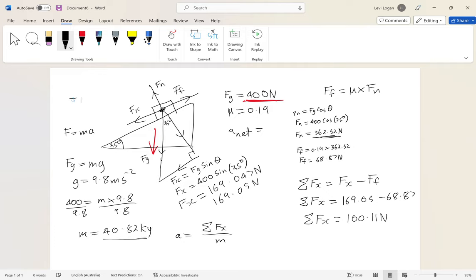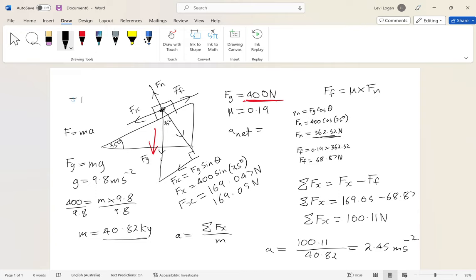Right, so now we have that. We put it in here to find our net acceleration. So you have 100.1 newtons over, actually I'm just going to leave the units off because it can get confusing if you didn't know what you're doing fully. And the mass is 40.82 kilos. So our acceleration down the slope is approximately 2.45 meters per second squared.